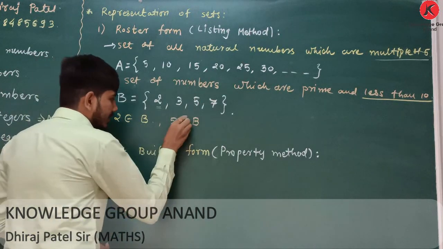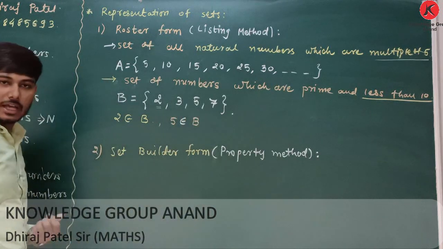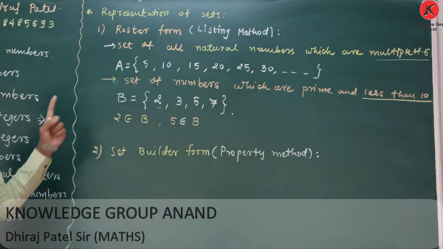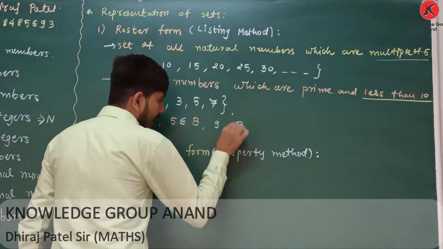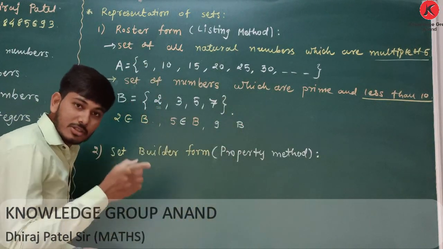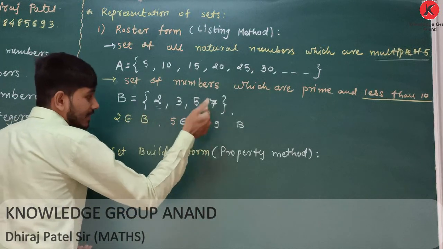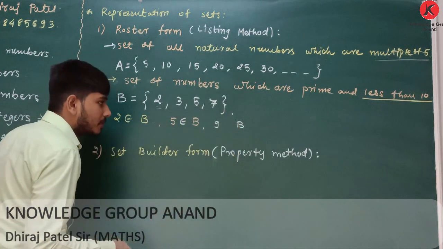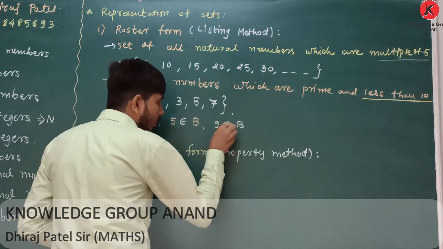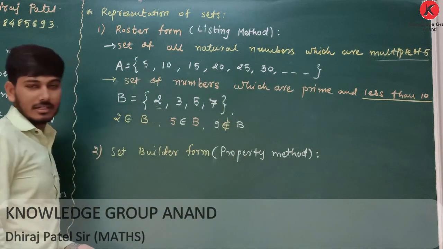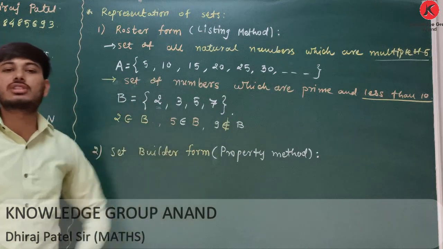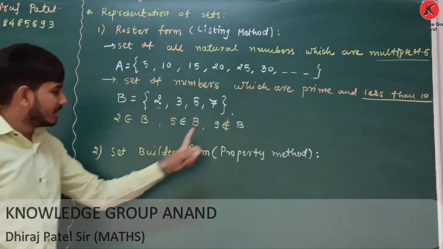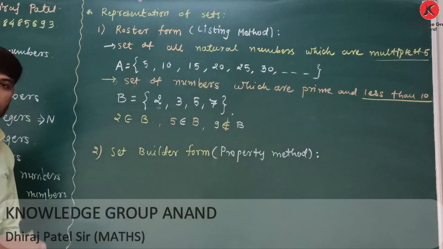Therefore, we can write 5 belongs to set. Now, is 9 an element of B or not? It is clear that 9 is not an element of set B. Therefore, we can write 9 does not belong to set B.